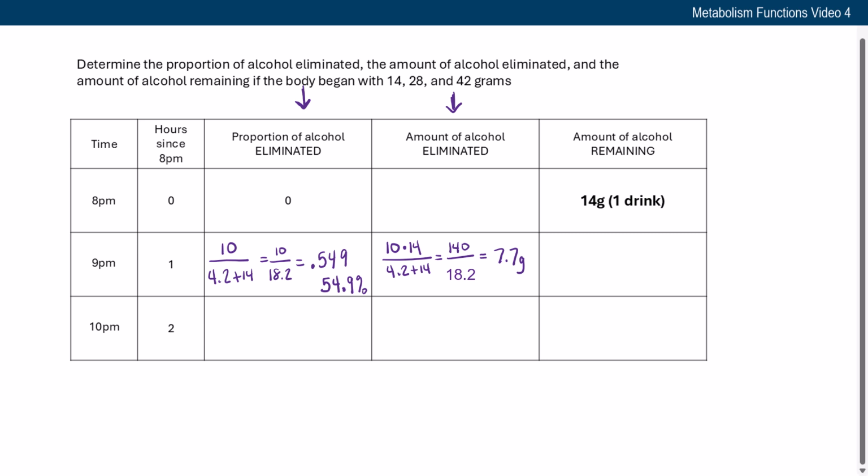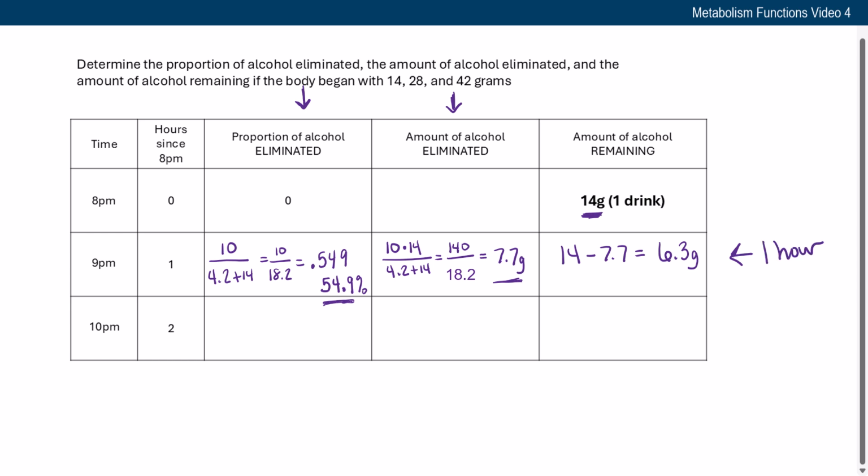Okay, so let's talk about what those two numbers mean. If you are consuming one drink that's 14 grams of alcohol, your body is going to metabolize almost 55% of that alcohol, which is equivalent to 7.7 grams. The last column is the amount of alcohol remaining, so we do 14 minus the amount that was metabolized. 14 grams is what we started with. The body metabolized 7.7 grams, leaving us with 6.3 grams of alcohol in our system. This is what is happening after 1 hour.